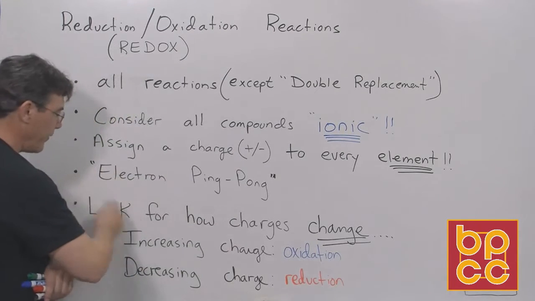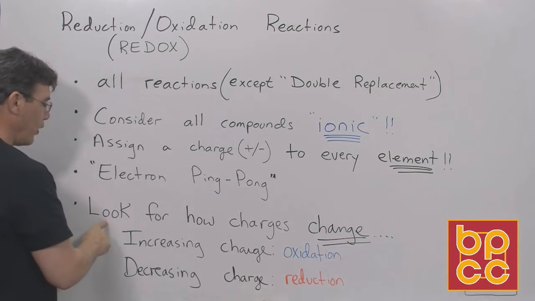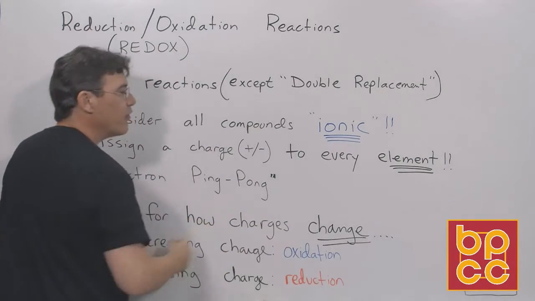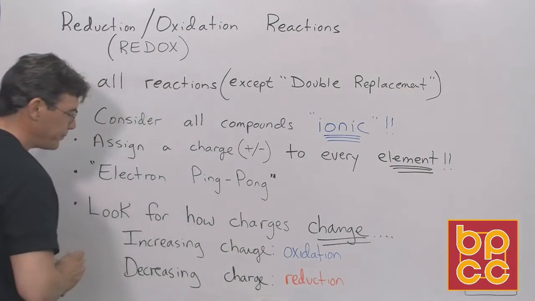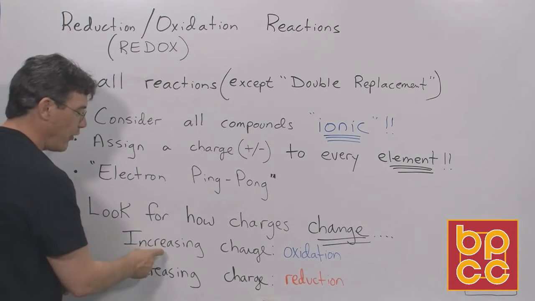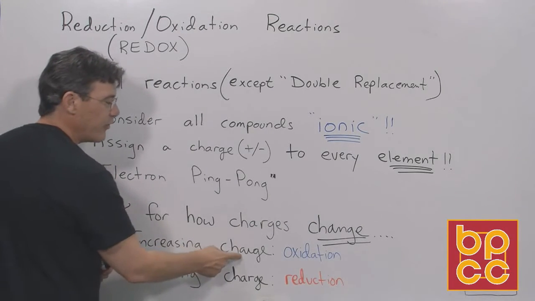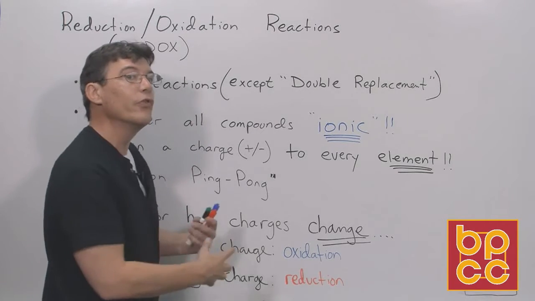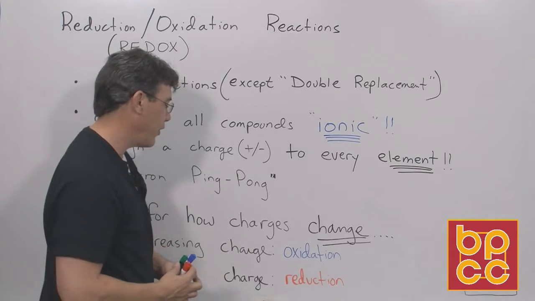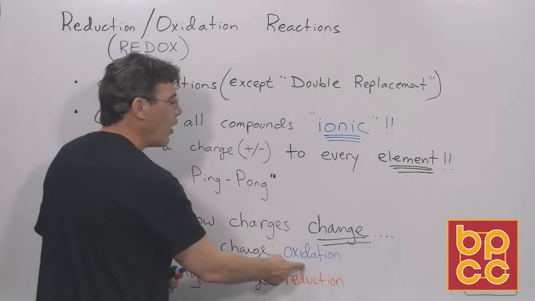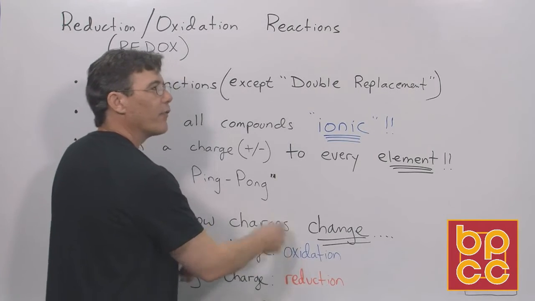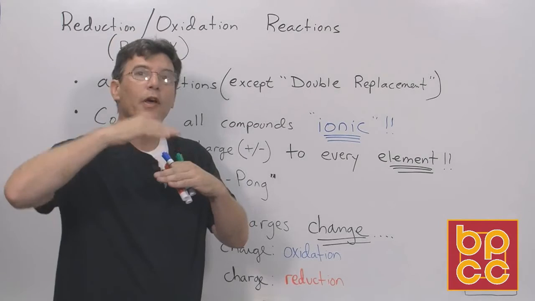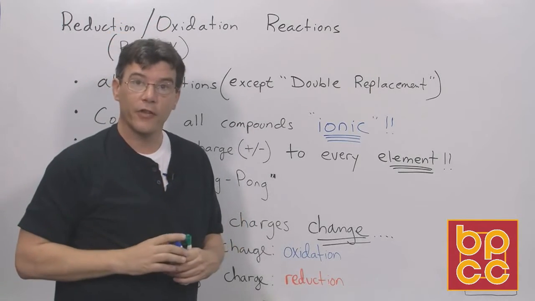Now the rules are, and I'll leave this up here, we'll refer back to it. What we want to look for from reactant side to product side is how the charges are changing on each element. If we see an increasing charge, that means that the element is technically losing electrons, because electrons have a negative charge. If we see an increasing charge, we call that oxidation. So if the charge goes up, say from 0 to +2, or from +1 to +3, that's oxidation.